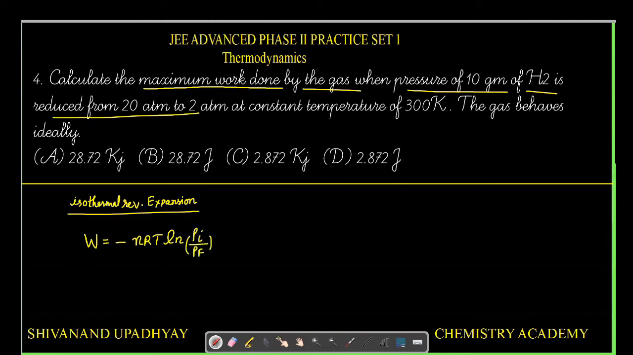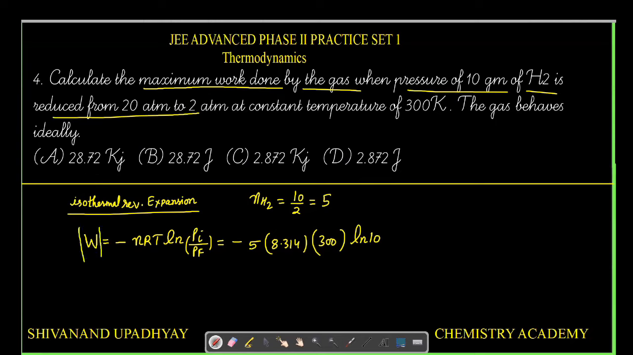If I put the values in, the number of moles of hydrogen gas, since the mass is given as 10 gram and molar mass is 2, is equal to 5. The value of R in joule we have to use: 8.314. Temperature is 300 Kelvin. Ln P initial upon P final, so P initial upon P final is 10. You can see that there is no sign mentioned here. They have mentioned only the magnitude of work done, because all options have a positive sign. In case of expansion, the work is done by the gas, so that should be positive. We are discussing here the magnitude of work.